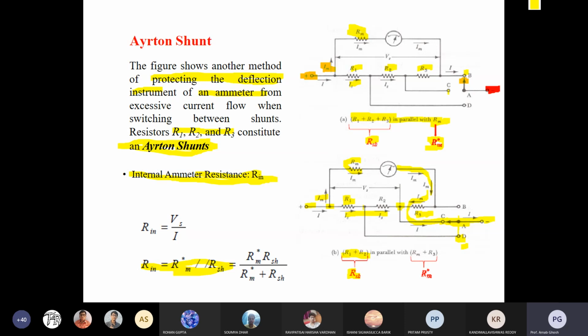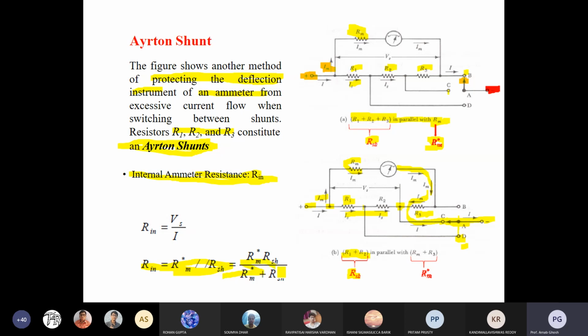Now the Rm star value will change from time to time. Rm star in parallel with RSH. So the RSH value and the Rm star value change in the three conditions. Based on that we can do some numerical problems on it. Simple problems are there. So what are the problems?